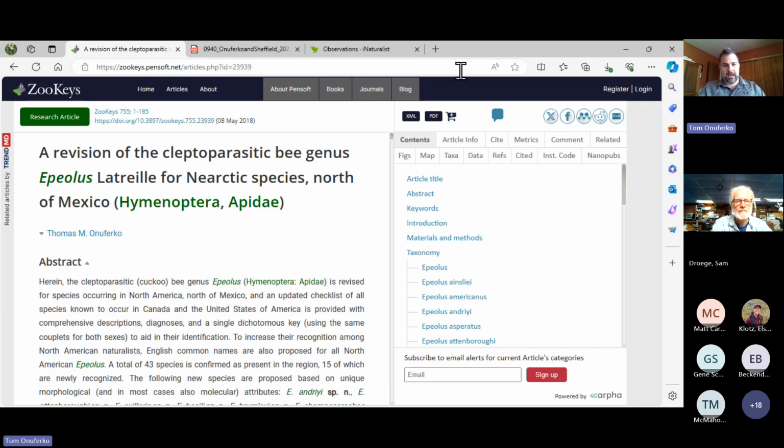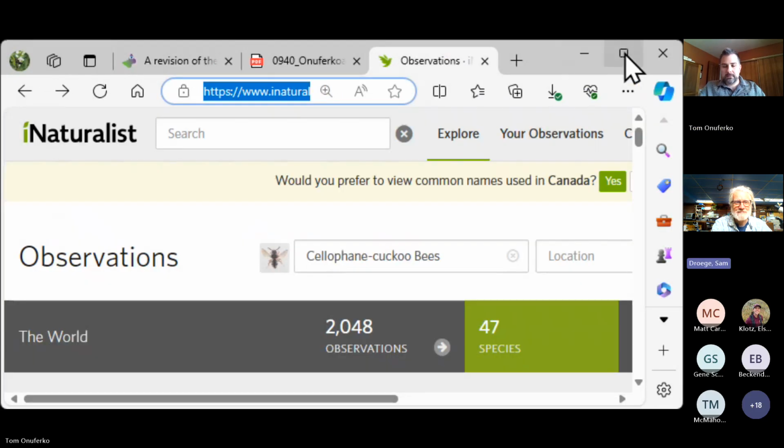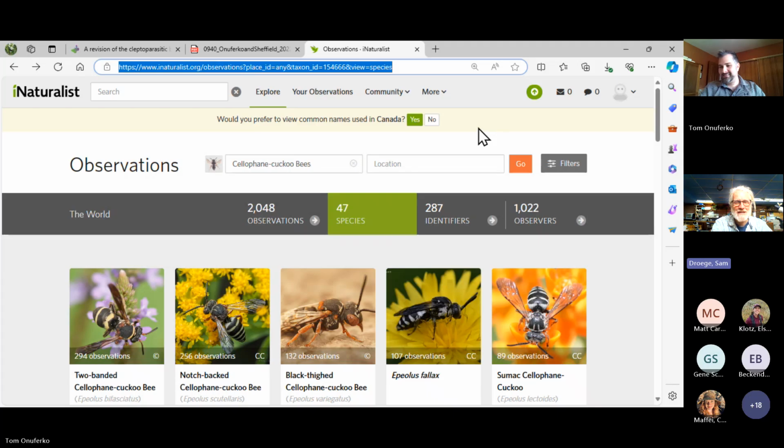And I actually go onto iNaturalist a lot, and let me just pull this up. I like Claire's comment before the talk. He said, yeah, Tom's on iNaturalist aggressively. I don't know about aggressive, but I do check it regularly.